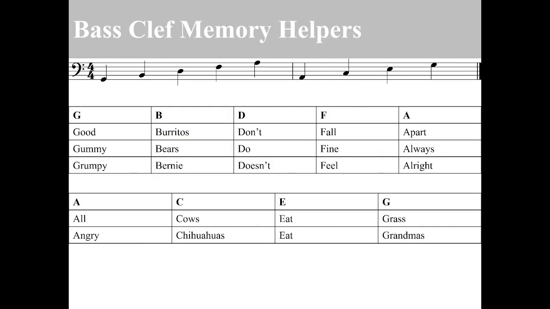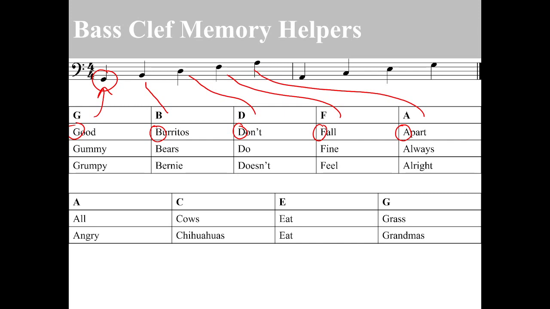That brings us to a helpful tool here. We have some memory tricks that will help us remember the names of our lines and spaces. Our bottom line is G. Our second line is B. Our third is D. And then we have F and A. If you create sentences where each word starts with one of those letters, that helps you to remember the names and the order of each line and space.